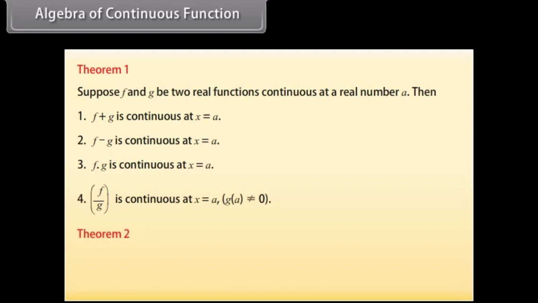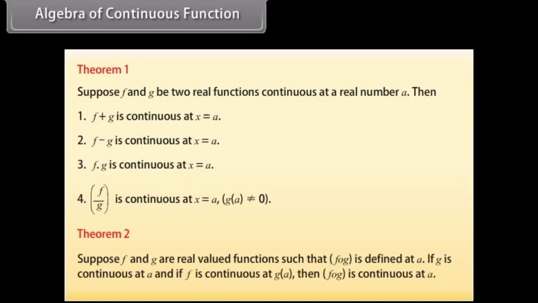Theorem 2. Suppose f and g are real valued functions such that f of g is defined at a. If g is continuous at a and if f is continuous at g(a), then f of g is continuous at a.